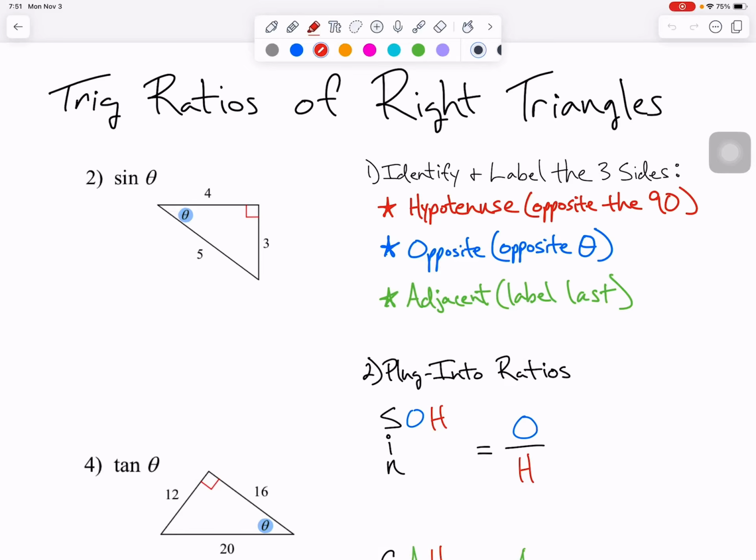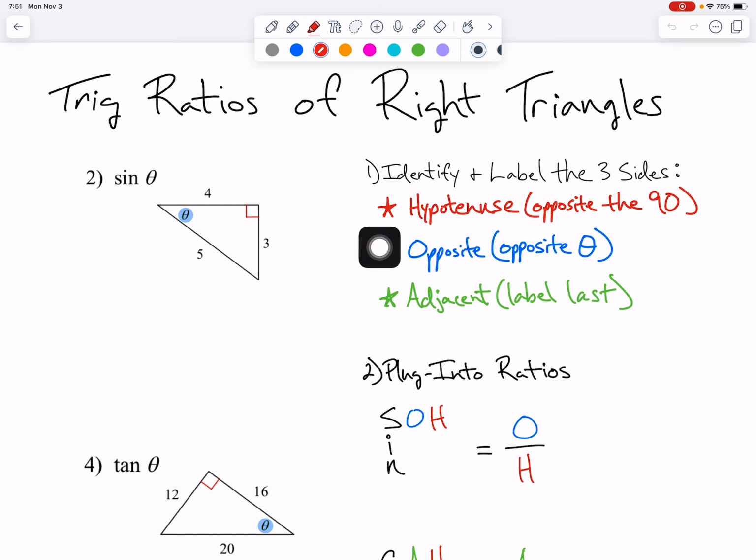Sine, cosine, tangent, go! And we are working with trig ratios of right triangles. We're simply starting with the sine, the cosine, and the tangent. Let's build our comfortability. And when we are working with these, the first thing we want to do is identify and label the three sides.